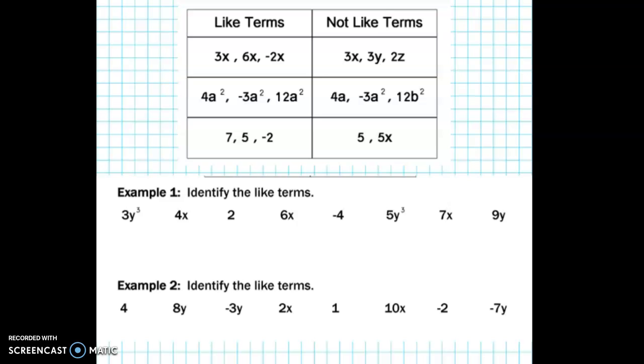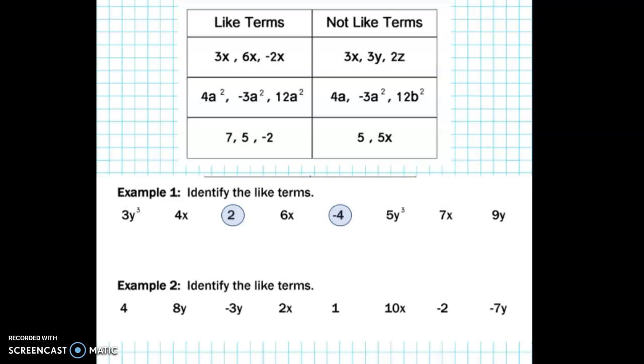Identifying the like terms. The first step is to decide what you're going to look for. I like to start with my constants. Those are the numbers without any variables. If I look at this list, there is a 2 and a negative 4 that don't have any variables.